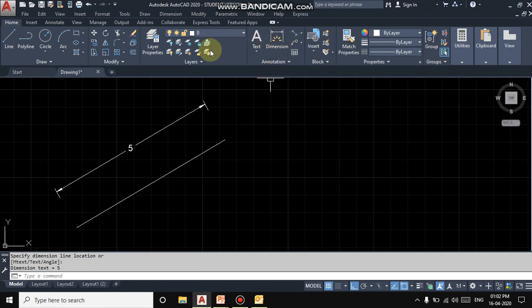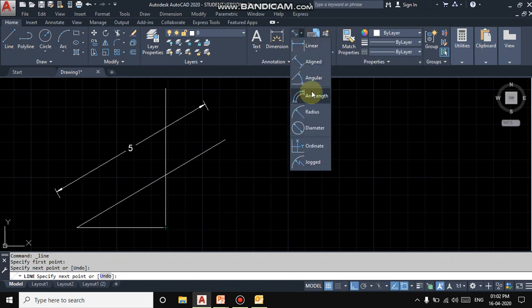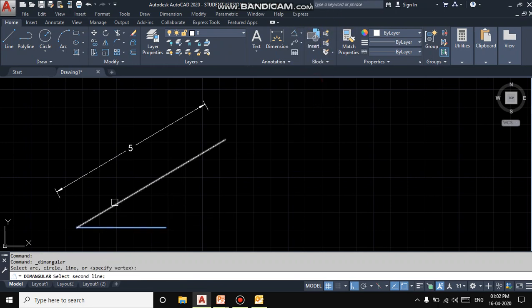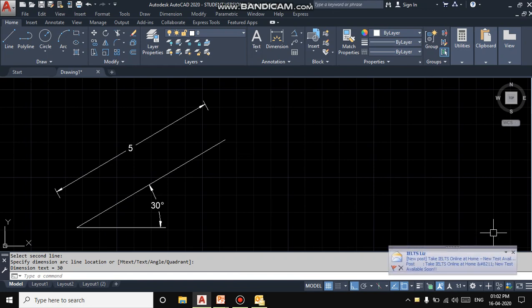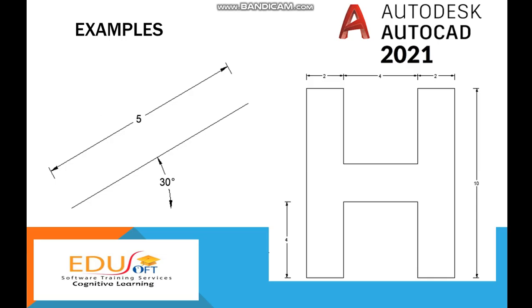Okay, if you want to measure the angle, you will see the angular measurement here. This is 30 degrees. See, this is how we draw using the polar coordinate method. Okay, we have another figure over here. This is an H, where all the distances are given.